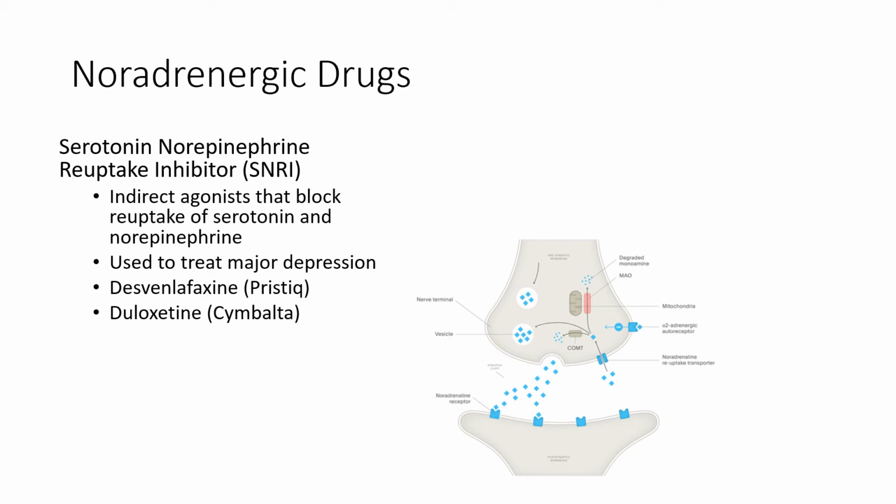So in a minute when we talk about serotonin, we'll talk about SSRIs. But this is an indirect agonist. Again, it's indirect, meaning it doesn't bind directly to the binding sites. It binds to other sites, and it blocks reuptake of serotonin and norepinephrine. So it's going to basically block the reuptake.